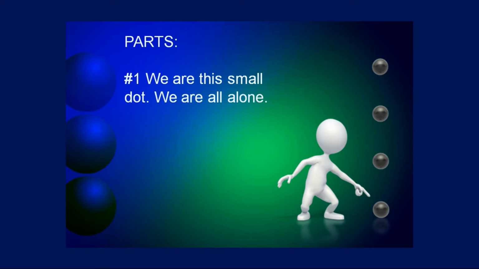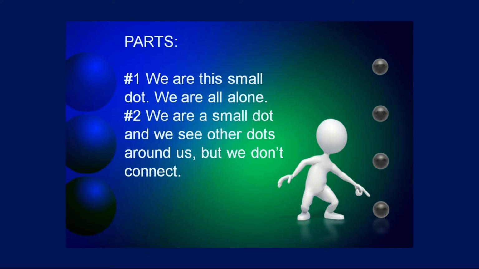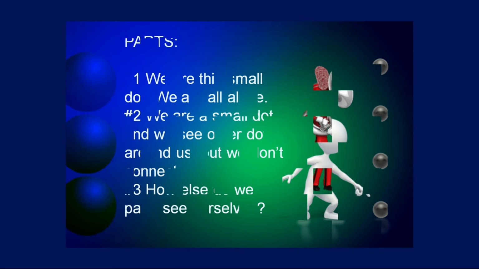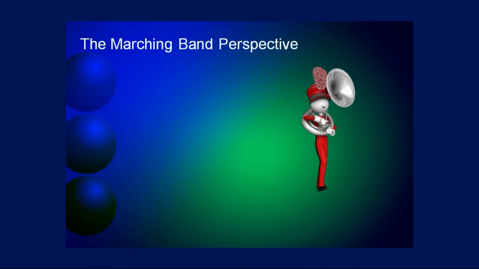this is the parts perspective here. So the parts say, we are this small dot, and we're all alone. We are a small dot, and we see other dots around us, but we don't connect. Sometimes we don't like the other dots. That's right. How else do we parts see ourselves? We're just dots. We see ourselves as being alone. No one can help us.